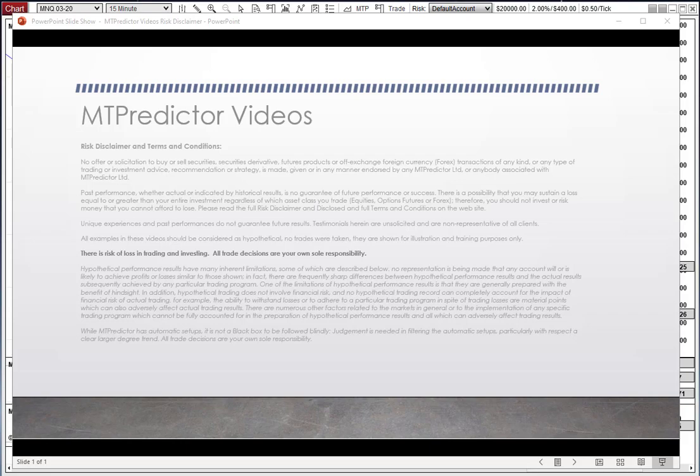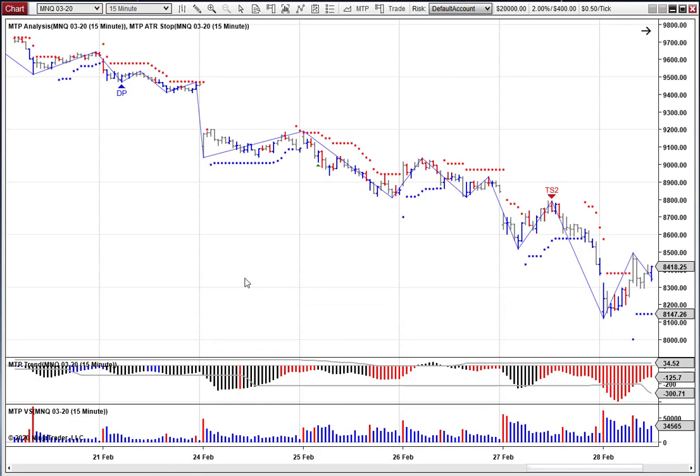But as usual, let's start with our risk disclaimer and just remind you that all examples in these videos should be considered as hypothetical. No trades are actually taken, they're just shown for illustration or trading purposes only. Remind you there's a risk of loss in trading and investing. Put another way, all professional traders know and understand, but more importantly accept, that losses can and will and do unfold. It doesn't matter what trading approach you take, there always will be losing trades, and it's important to keep those under control. So let's have a look at the MNQ.